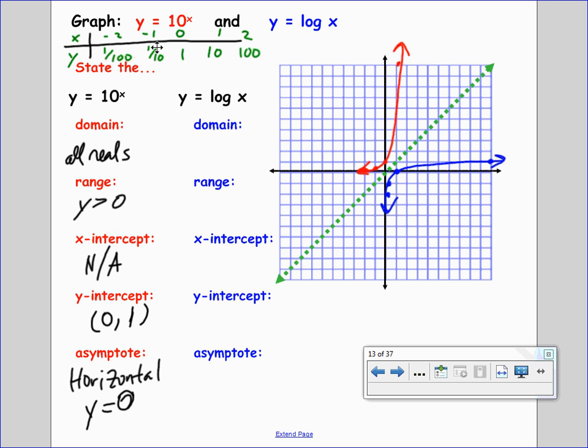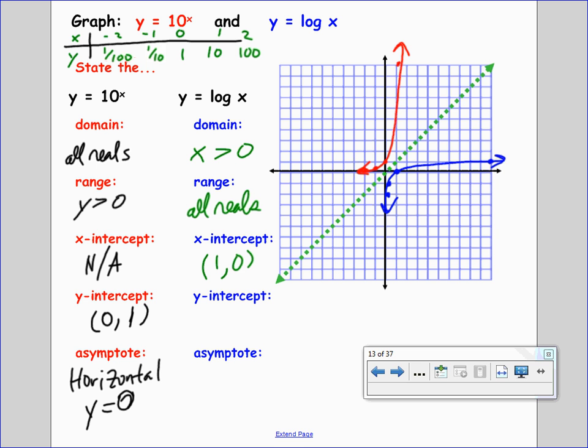The domain of a logarithmic function is restricted. Notice how the graph is only produced when I look to the right of the y-axis. In fact, my logarithmic graph only exists for positive inputs, and so my domain is x strictly greater than 0, just like the range of my original exponential was y strictly greater than 0. The range, however, is all reals for my blue logarithmic function. So all real y's is my range for the common log function. The x-intercept, well, we see that as the point 1, 0.